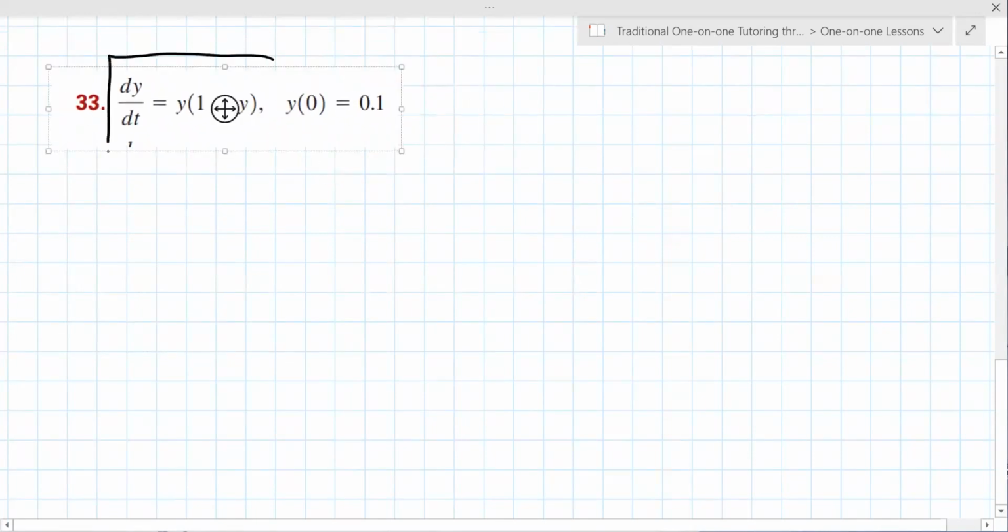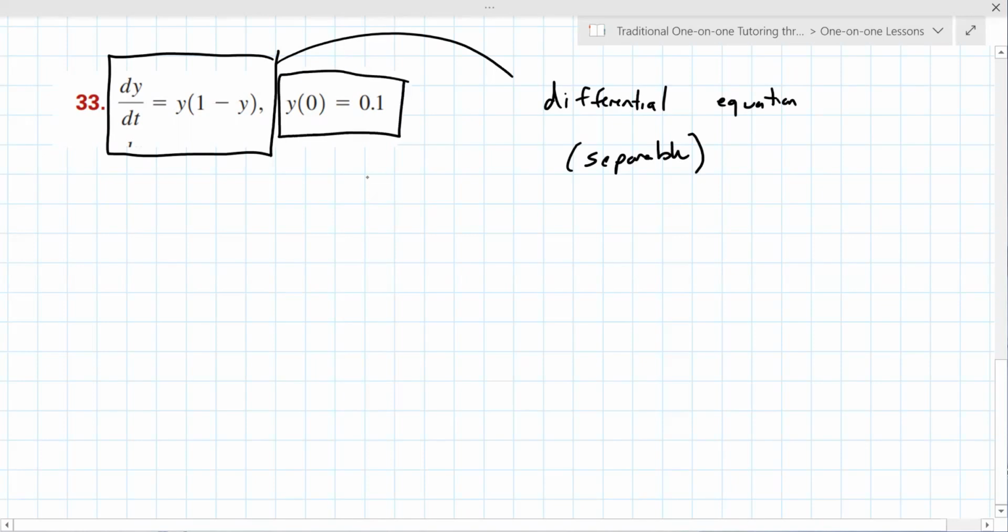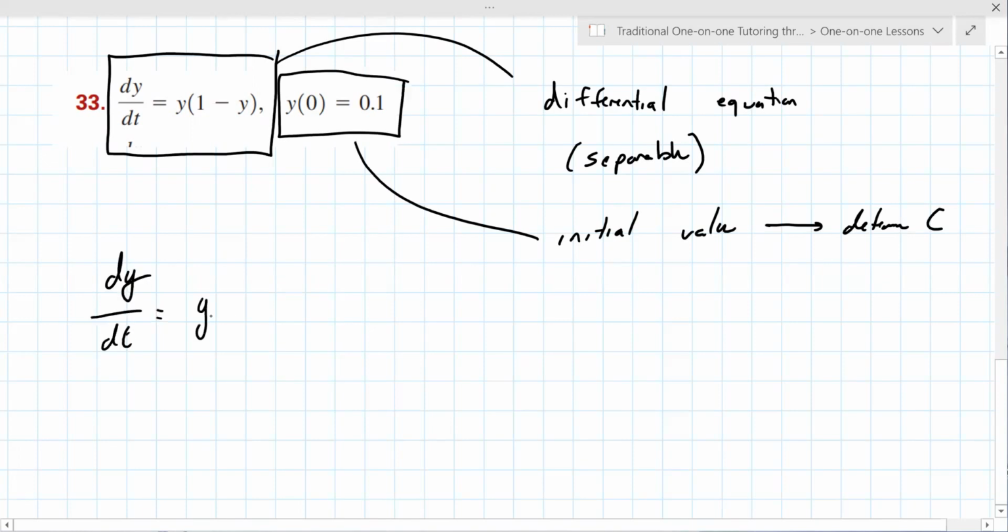So what is on the left here is called a differential equation. There's entire classes in this. The one we're looking at is called separable. And that means you can separate the variables. This here on the right is the initial value. It's typically at 0, but it could be at another number. And you use this to determine C, the constant of integration. Another thing here is that this one's in terms of T instead of X. That's a small change. That just means your independent variable is going to be T instead of X.